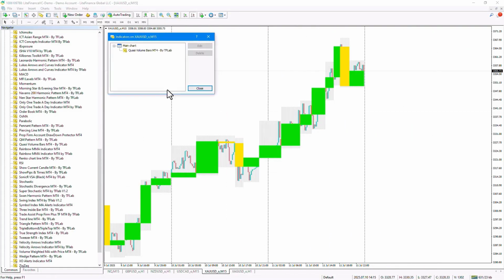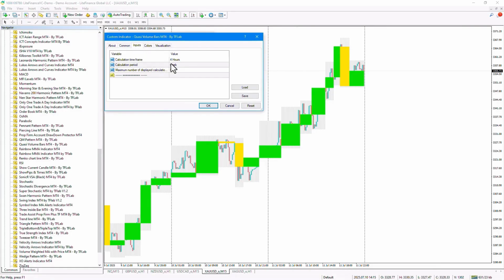In the Settings section, under the Input tab, there are options available to us. The first part is the calculation time frame, which determines the period over which the calculations are performed and displayed. Here we can select the time frame from current and 1 minute up to 1 month.